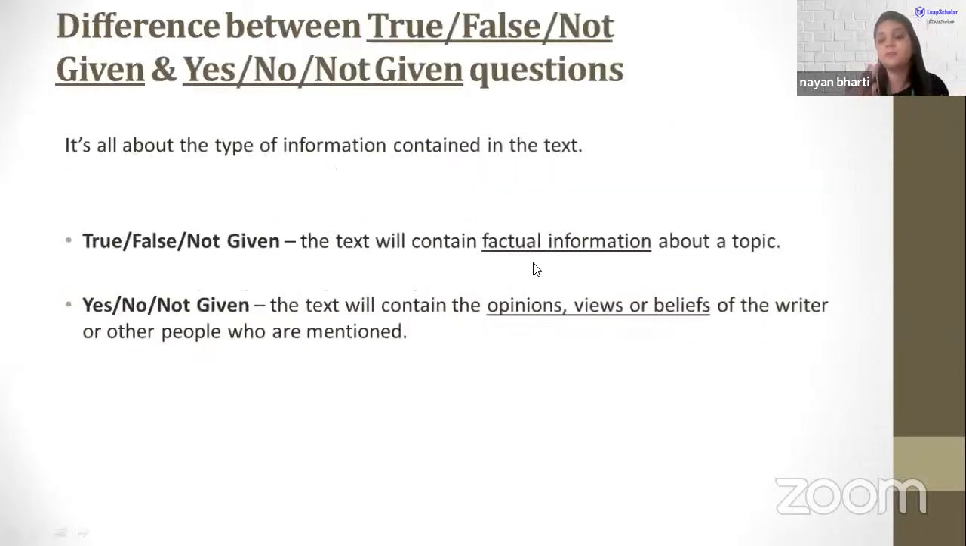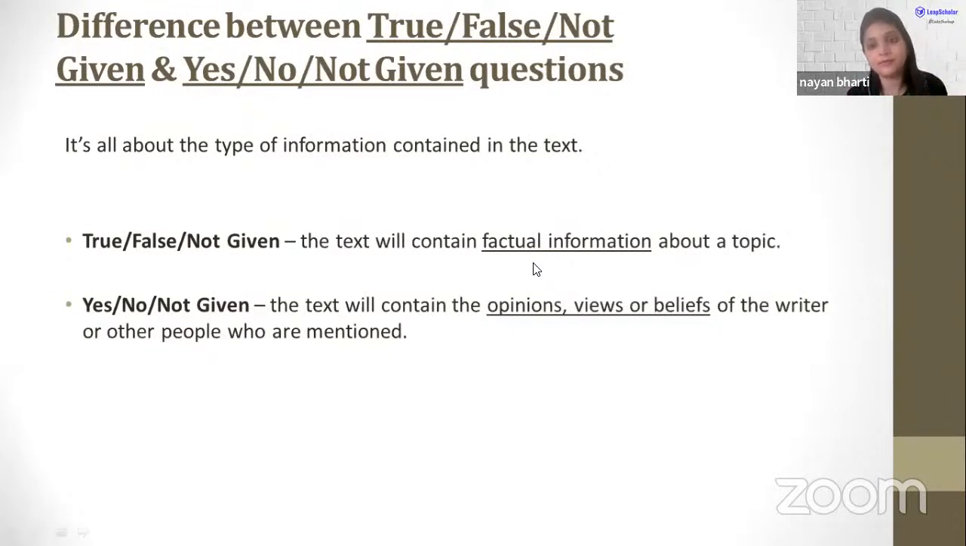Okay, now there could be two things: true, false, not given, and yes, no, not given. What is the difference between these two? True, false, not given is based on facts. Yes, no, not given is based on opinions. That is the difference. Apart from that, there is no difference.